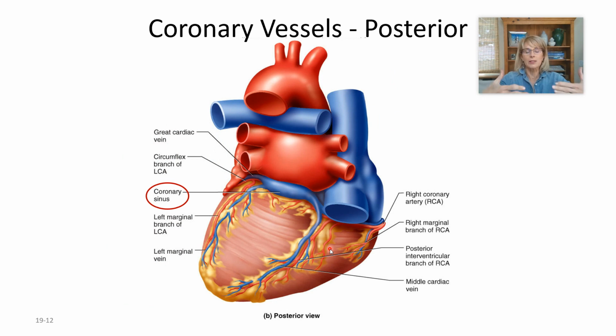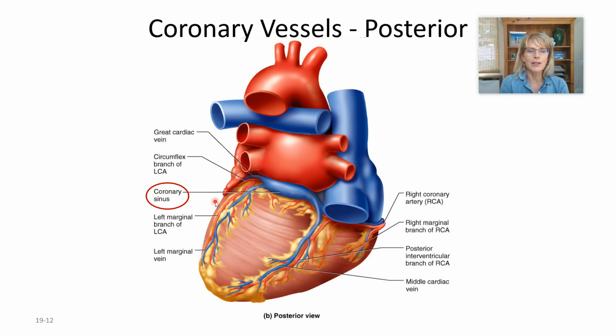Now we're looking at the back side of the heart. And again, the red blood vessels would be coronary arteries, the blue blood vessels would be cardiac veins. I want you to notice this big bulgy area right here in the middle of the back of the coronary veins.